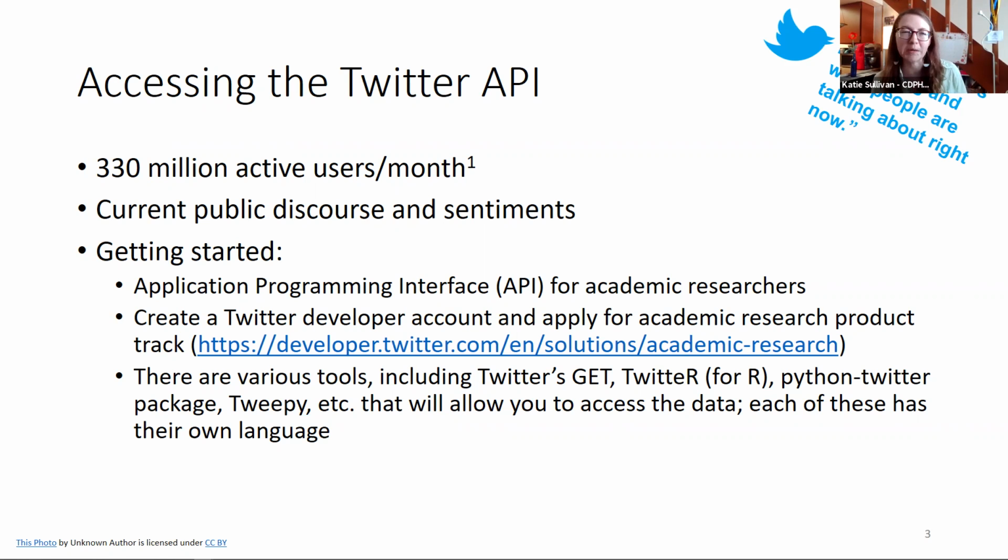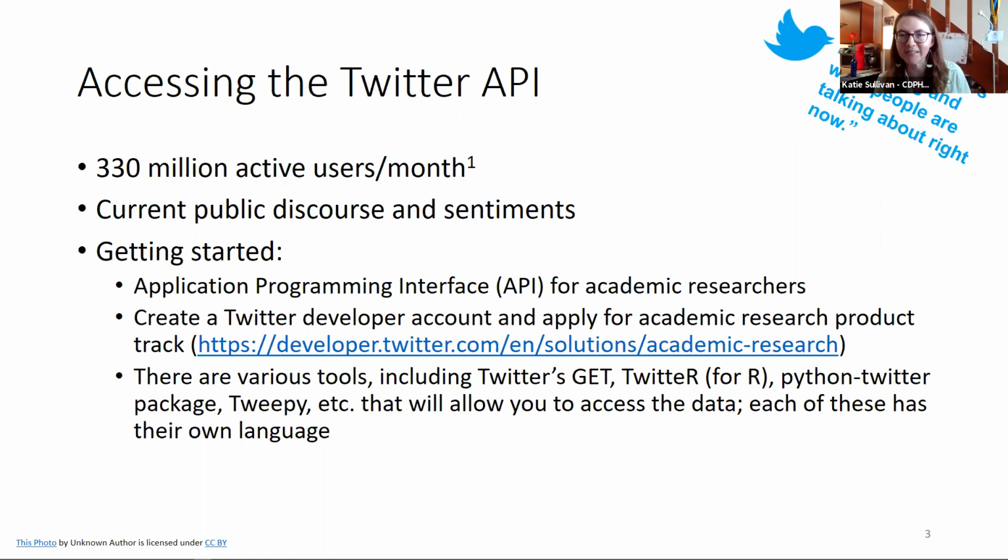So if you have a project that you know you want to do, you would go to their developer site and create a Twitter developer account by applying for the academic research product track. And that will give you access to more data than a standard developer account. So for example, you should be able to access historical tweets as opposed to just the past 7 days that a standard developer can access.